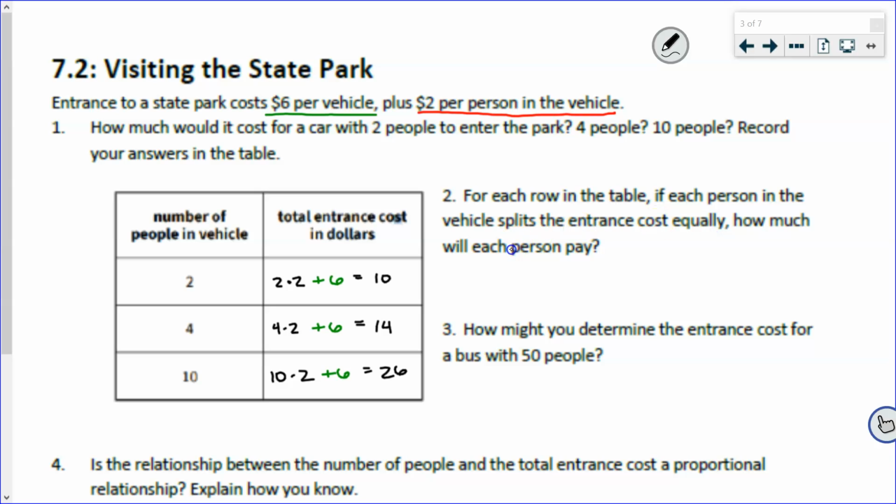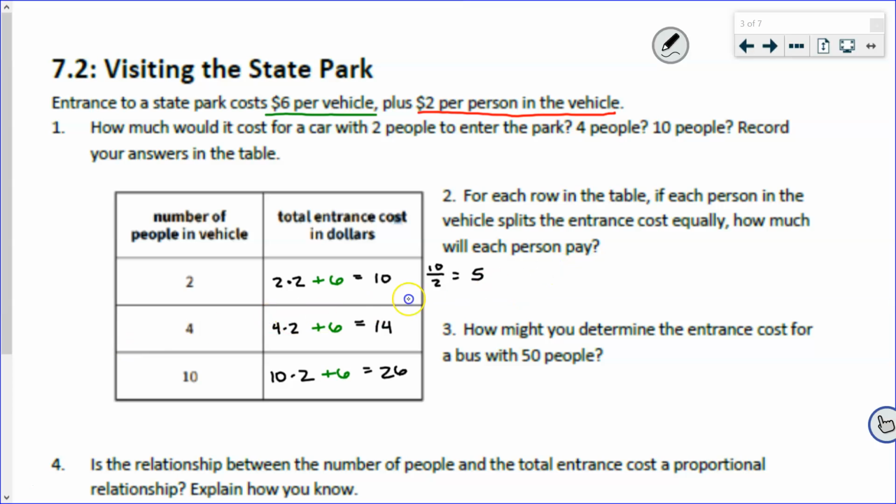So for each row in the table, if each person in the vehicle splits the cost entrance equally, how much will each person pay? So we have 2 people in the vehicle. The total cost is $10. How much is each person going to pay? This first row is going to be 10 divided by 2, which is equal to $5. $5 per person.